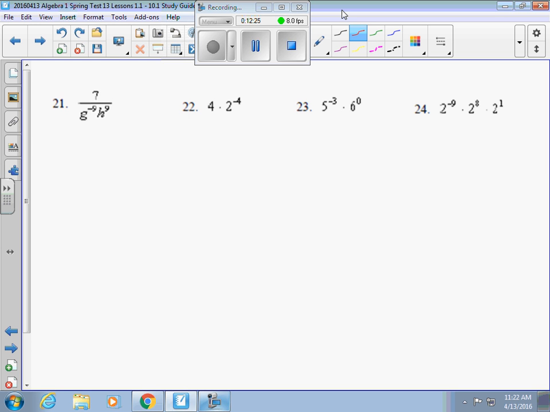Number 21, 7 over g to the negative ninth, h to the ninth. G is the only thing being raised to a negative exponent. So 7 is going to stay right where it is, and h to the ninth is going to stay right where it is. But g to that negative number is going to ride that elevator. So g to the negative ninth has to go up, and it becomes g to the positive ninth. 7g to the ninth over h to the ninth.